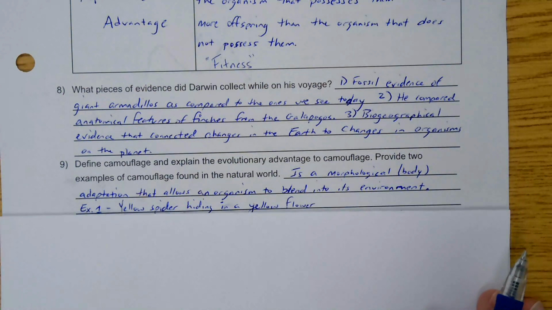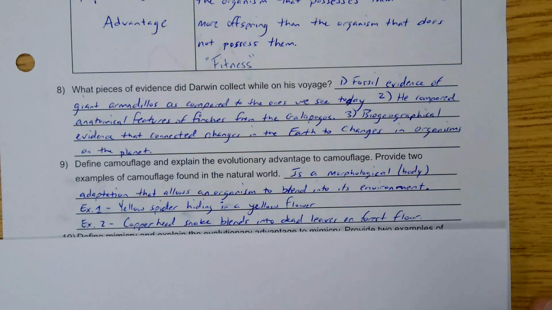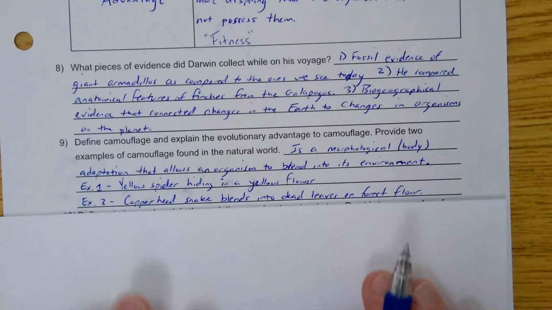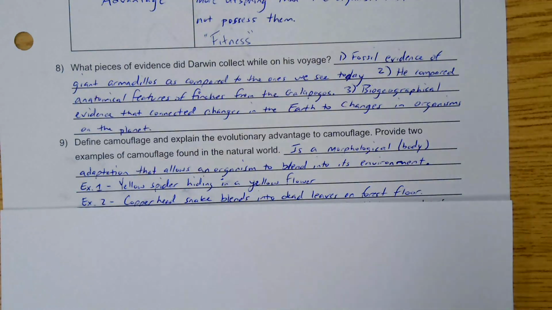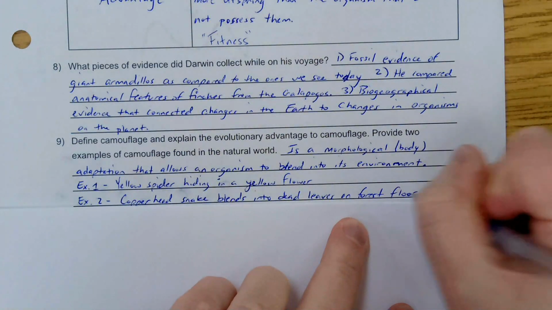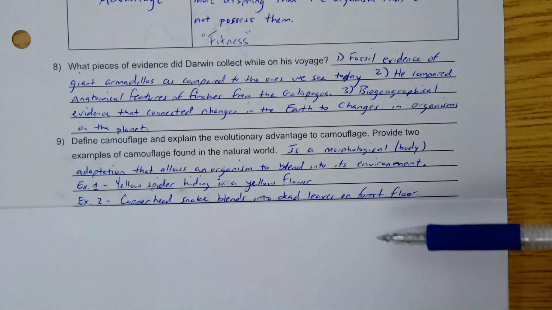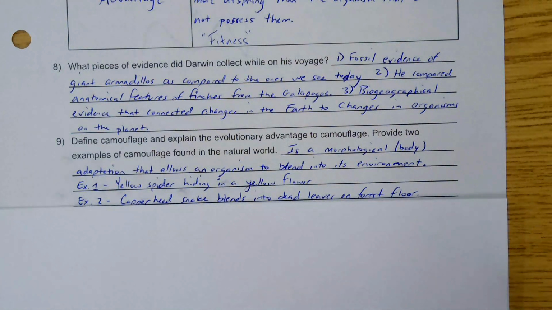The first example is the one from the book. It's just a yellow spider just hanging out, hiding in a yellow flower. It blends in. It can capture its prey better because the fly never sees it coming. Example 2 is one I have from personal experience, which is a copperhead snake blends into the dead leaves of a forest floor and hides really, really well. And so when we look at camouflage, we're blending in. Okay?